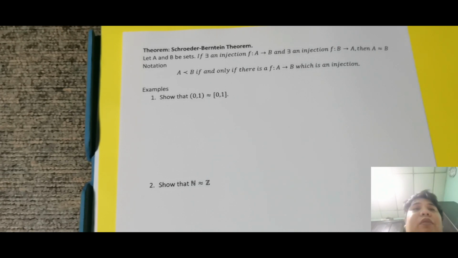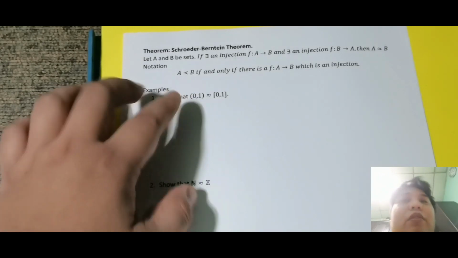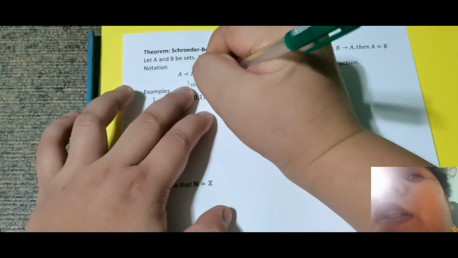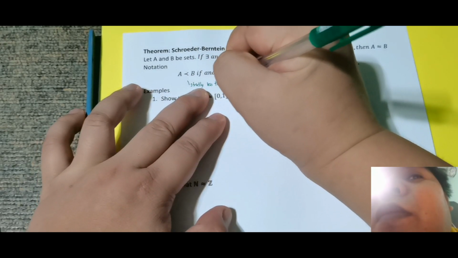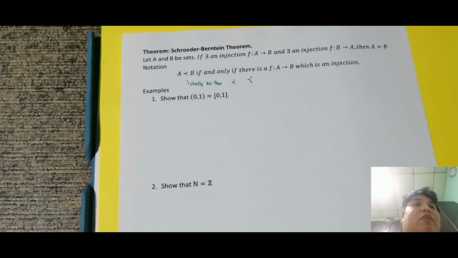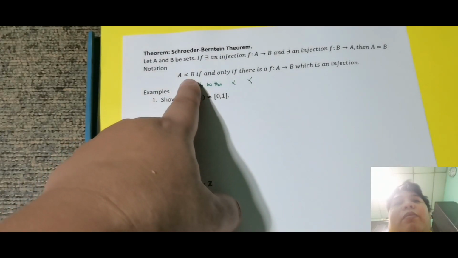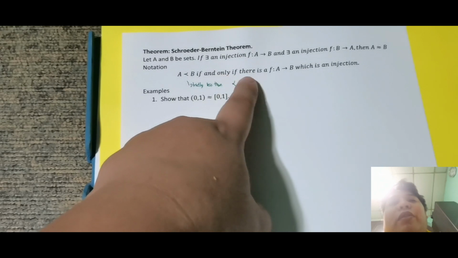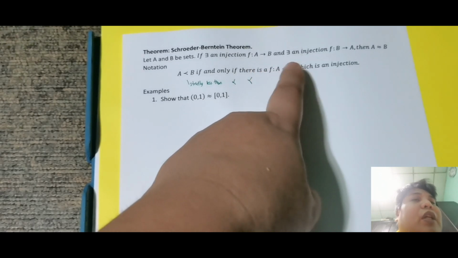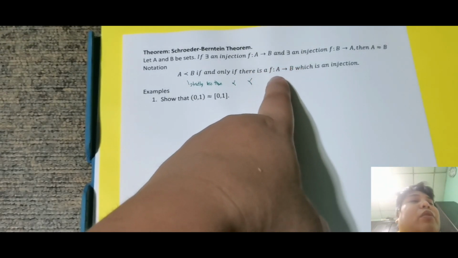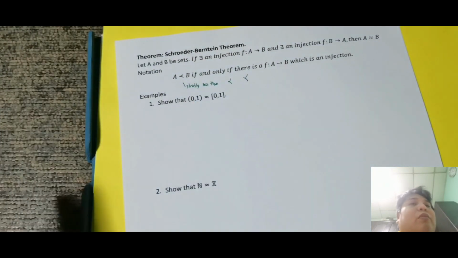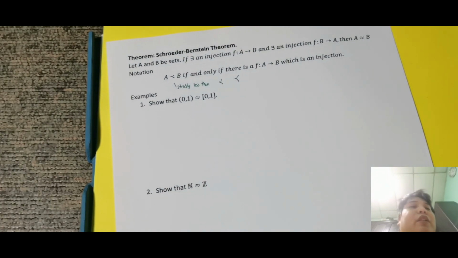Note na meron tayong notation. A is strictly less than. Note na basahin nyo to is this is strictly less than. That symbol is parang ganyan something, para siyang distance, medyo kakaiba. Okay, so A is strictly less than to B if and only if there is a function f mapping from A to B which is an injection. Then B is strictly less than to A if there is a function f mapping from B to A which is also an injection. Ganun yung gagawin natin. Para masabi natin na numerical equivalent, pwede natin gamitin si Schroeder-Bernstein theorem.